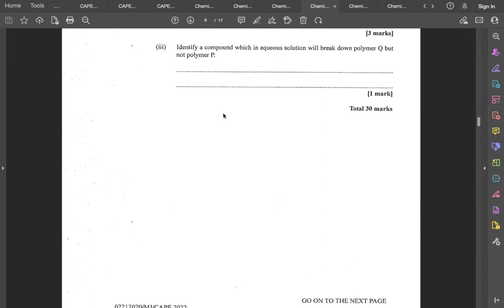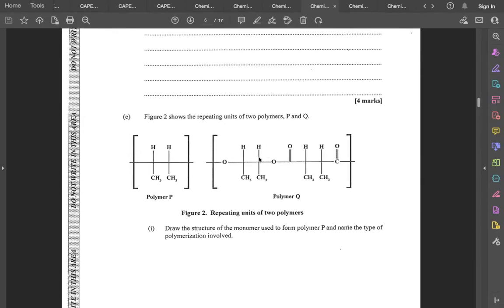Can anybody tell me the answer for this? We have to identify a compound which in aqueous solution will break down polymer Q but not polymer P. So look at this one and tell me how you would actually break it down to come up with the monomers that we just spoke about that made them up. We're going to break down the polymer into the monomers that made it. So we're going to have to hydrolyze Q. We want to break up Q, but leave P intact. So what can we use to hydrolyze polymer Q, but not touch polymer P? We have to select a compound that can do that. So what would you guys use to do that?